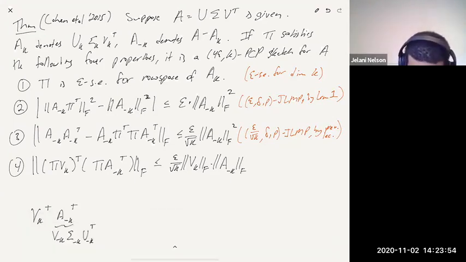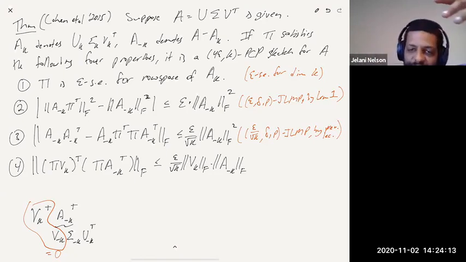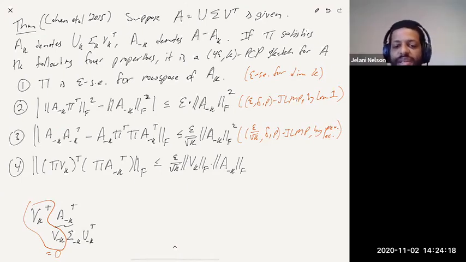But now V_k transpose V_minus-k is equal to 0, right? Because the columns of V_k are orthogonal to the columns of V_minus-k. The columns of V_k are the first k columns of V. The columns of V_minus-k are the other columns of V, all the columns except for the first k columns. And remember, V has orthonormal columns. So the first k columns are orthogonal to the remaining columns. So all those dot products there are 0.